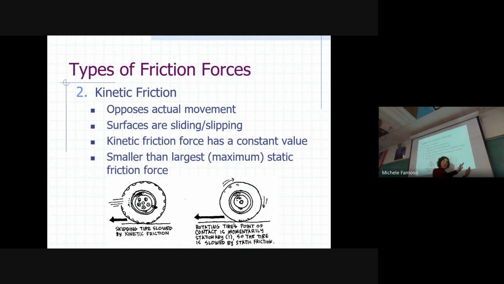along with the car. So this type of friction that's present when you are driving your car and you have control of your vehicle is static friction.